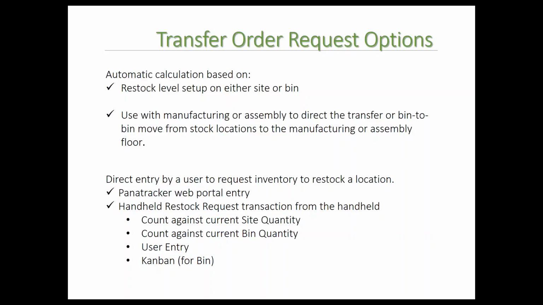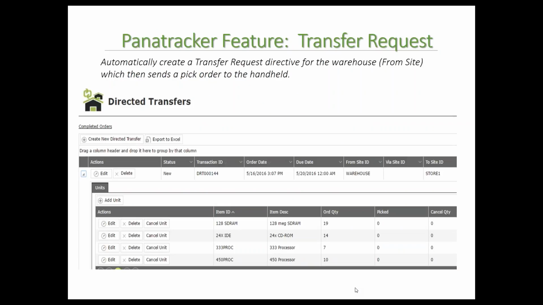And we also have what's called a Kanban. So in other words, I've got a 2-bin process, so this item, I've got 2 bins associated with this item. When one bin is completely empty, my restock level is 20. I scan that bin, it's going to automatically tell me I need 20. And then I move my other bin over and start working off of that one. So we also have support for that kind of functionality as well. So we have a lot of different options to support moving inventory and transferring inventory between locations.